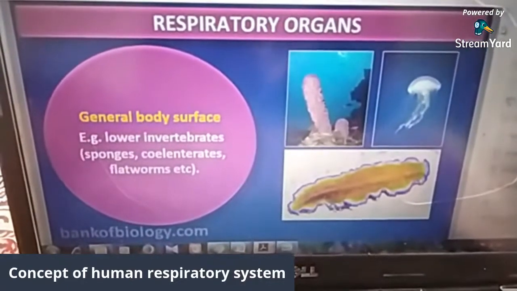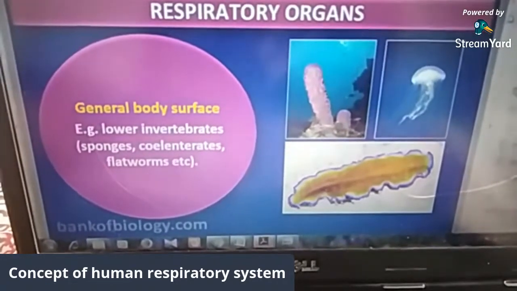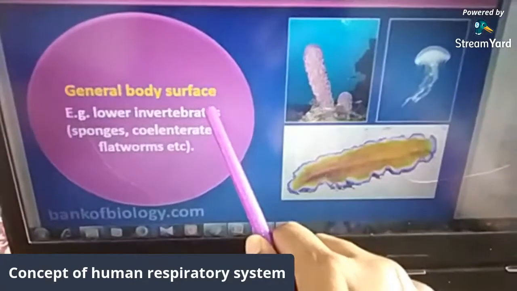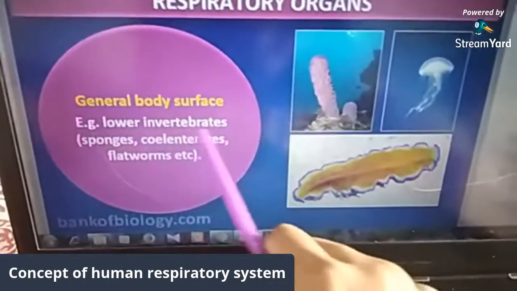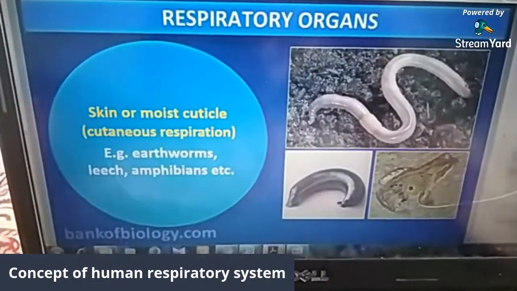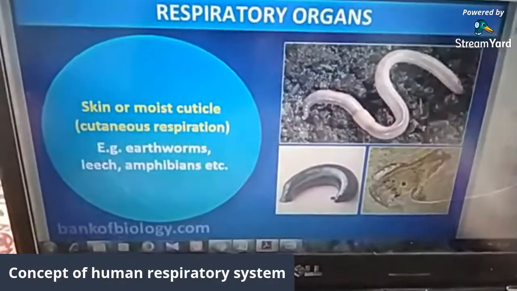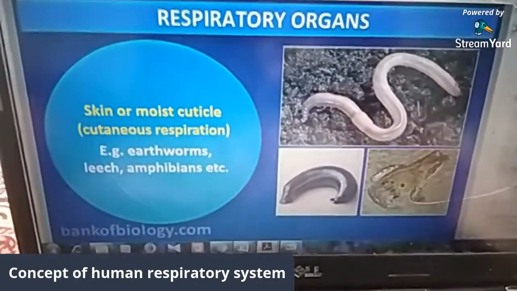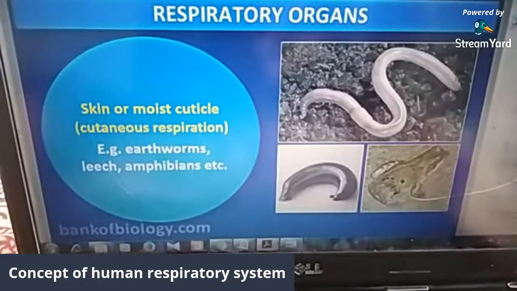Next is the respiratory organs. For the respiratory system, there are some organs which perform this respiration. First is the general body surface. Through this, some invertebrate animals can respire, not the vertebrates, like the lower invertebrates: sponges, Cnidaria, flatworms, etc. Next is the skin or moist cuticle. Through this, earthworms, leech, and amphibians can respire. Okay. All those terms are quite important for your 1 mark question. There might be a question such as: write down the respiratory organ of the amphibians, write down the respiratory organ of the leech.